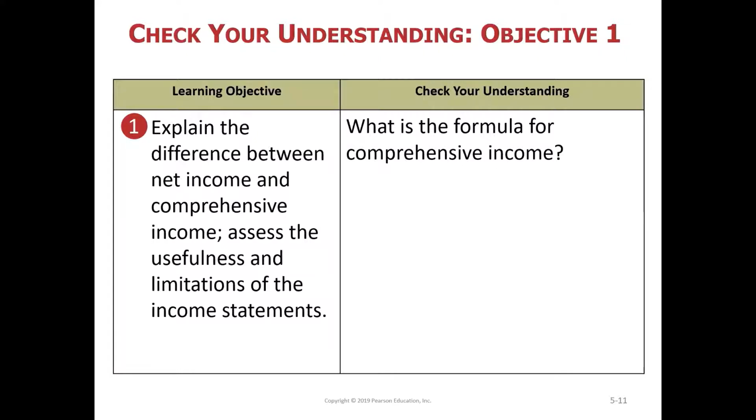We are at the end of objective 1, where we explain the difference between net income and comprehensive income. So what is the formula for comprehensive income? The formula for comprehensive income is: comprehensive income equals net income plus other comprehensive income.